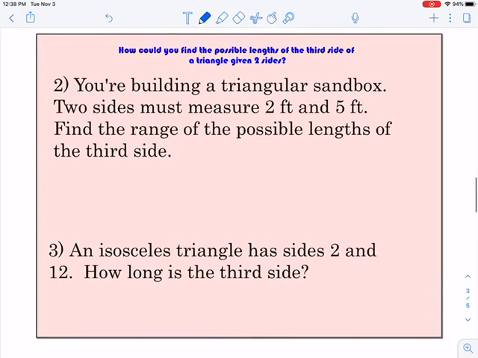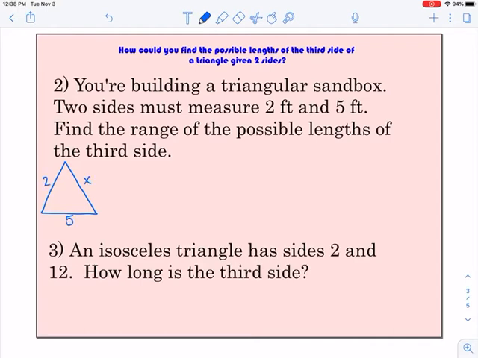So here's a real world example of when you could use this. How could you find the possible lengths of the third side of a triangle given two sides? We're going to build a triangular sandbox, and two sides must measure 2 and 5 feet. We want to find the range of all the possible lengths of the third side. If I draw a picture of what's going on here, it doesn't have to be to scale. One side has to be 2, one side has to be 5, and I'm looking for that third side.